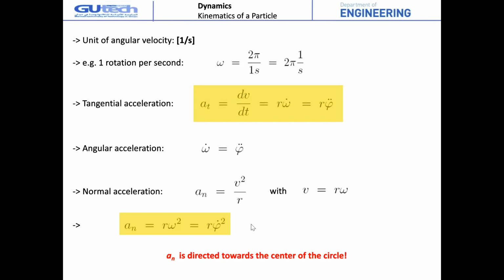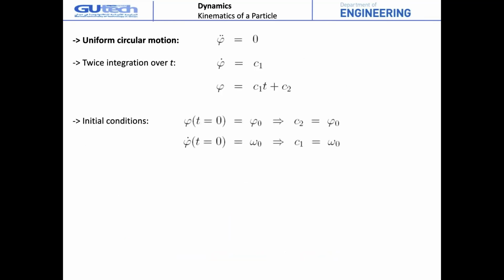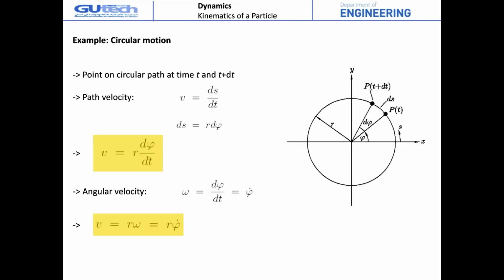an is always directed toward the center of the circle. That means if we look at this point, for example at t plus dt, we have the tangential component at of the acceleration, and we have the normal one, which is perpendicular to at. This is the normal component of the acceleration, and it's directed toward the center of the circle.